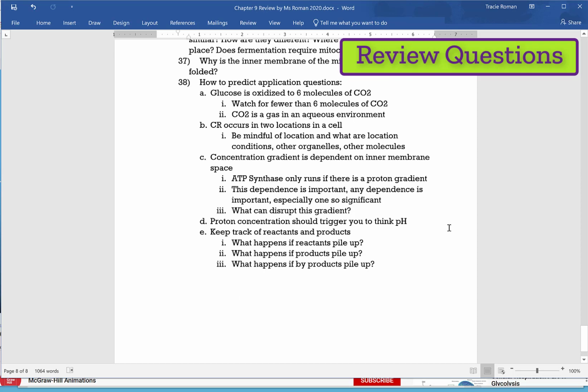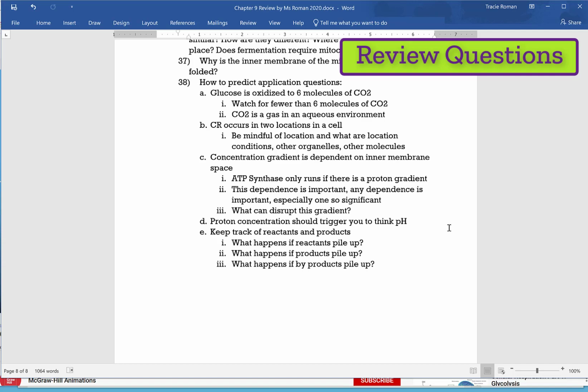And then in general, with any kind of reaction, you need to be aware of products piling up or reactants piling up, byproducts piling up, these unexpected results. Maybe one of the reactants is getting stuck somewhere because a proton pump or a transport protein is non-functional. What happens if your reactant's concentration is decreasing?